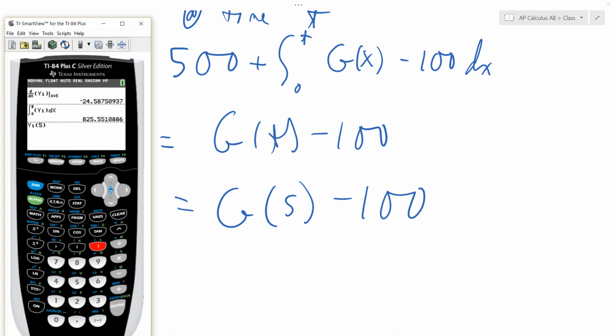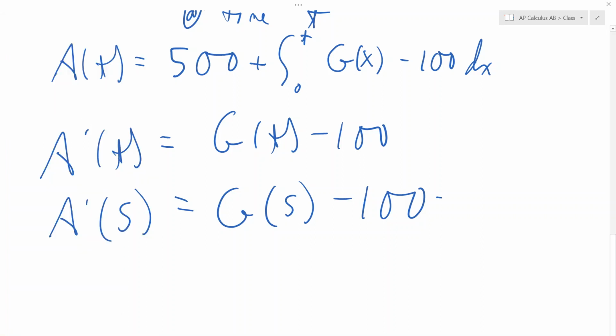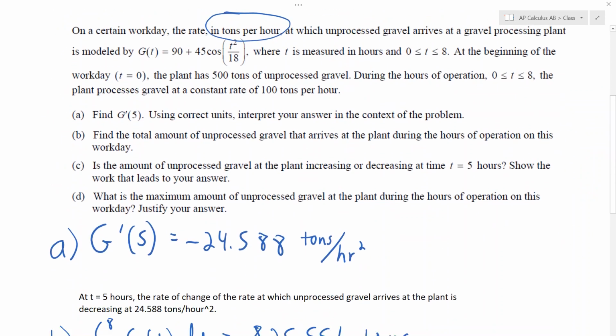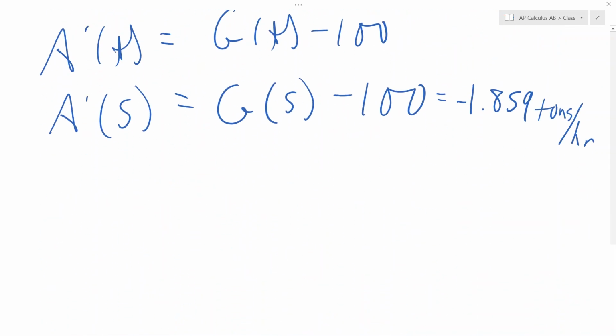Yeah, you want to talk about gravel? It's this minus 100, and all we got to know is if it's positive or negative. And it's negative 1.859. What are the units on that? Tons per hour. Thank you, Louise. There you go. Since that's negative, we're going to write a little sentence here. What's it say? The amount of gravel, right? The amount of unprocessed gravel is decreasing.